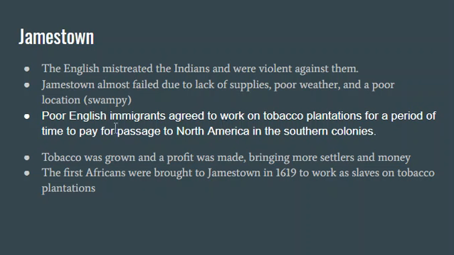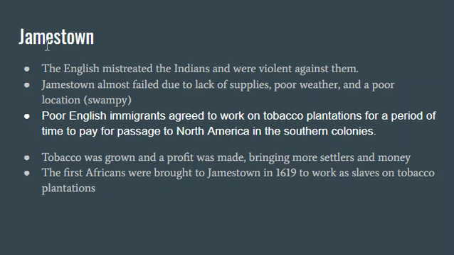And the way they were able to get workers here is poor English immigrants agreed to work on tobacco plantations for a period of time to pay for passage to North America and the southern colonies. So a lot of people in England who weren't rich couldn't afford to come to North America. It cost a lot of money to go on one of those boats, and because they couldn't afford it, they would say, all right, if you pay for my boat ride to the New World, I'll work on your plantation for 7 years. You can almost think of it, they were like slaves, but it was just for a short period of time, maybe 4 years, 5 years, 7 years.